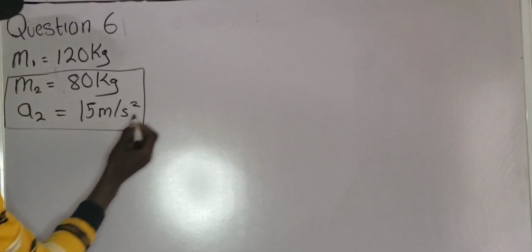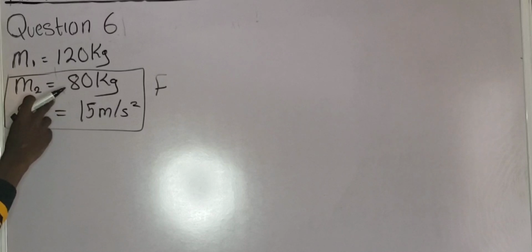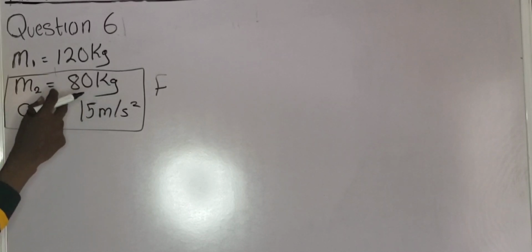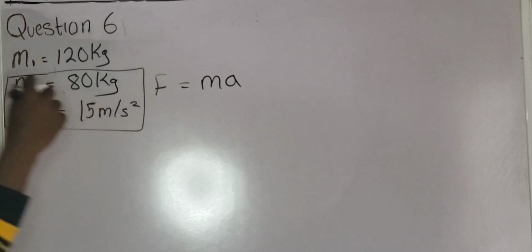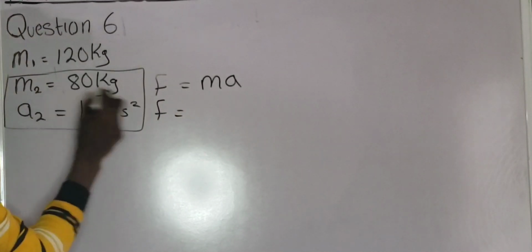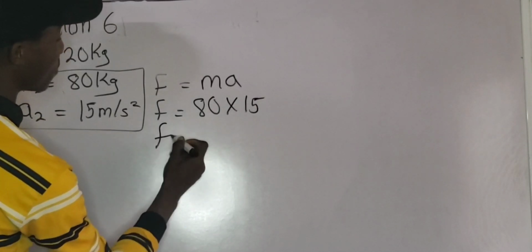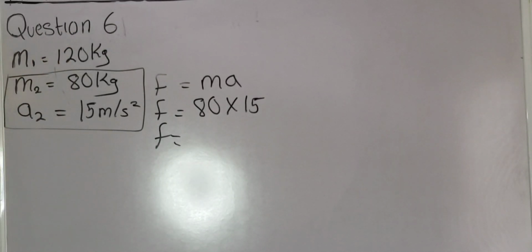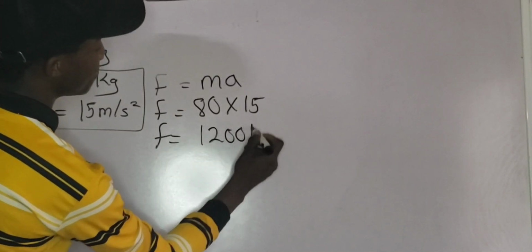So let's proceed. Let's calculate the force of the second skater, that is the 80 kilogram skater. So force is equal to ma. Don't forget, according to Newton's second law of motion. So the force here is the mass, 80, multiplied by 15. So punch your calculator. 80 multiplied by 15 is 1,200 Newton. So for this, I'm going to have 1,200 Newton.